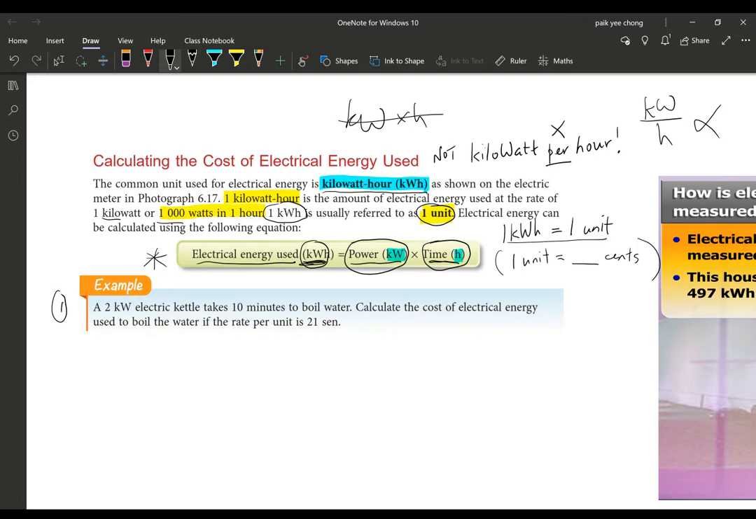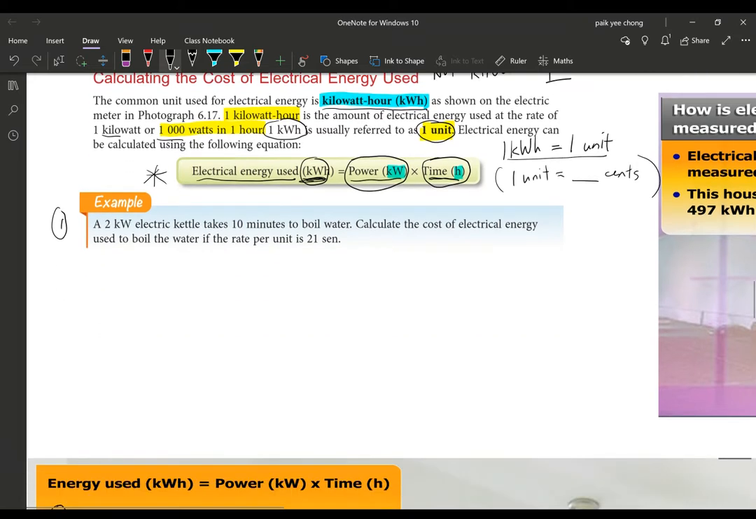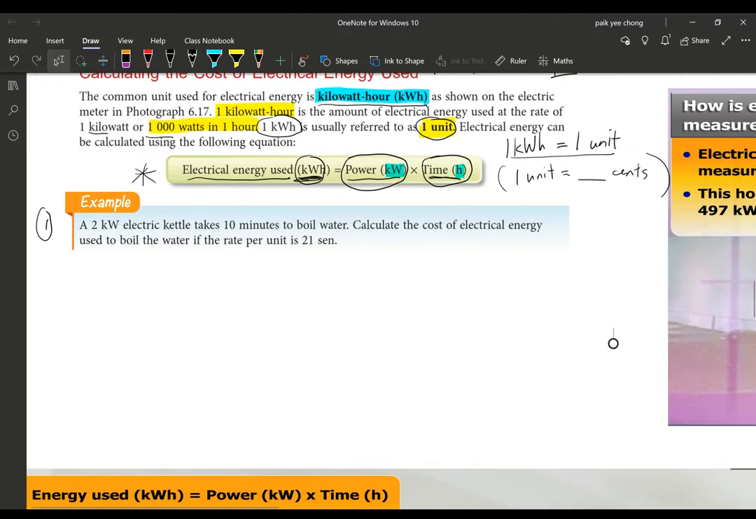Okay, so let's look at a simple example of how to calculate. Okay, look at example number 1. A 2 kilowatt electric kettle takes 10 minutes to boil water. So that means you switch it on for 10 minutes, so it boils and automatically switches off by itself. So what is the cost of electrical energy used to boil the water if the rate per unit is 21 cent? Okay, so first of all, you need to find out how much energy was used.